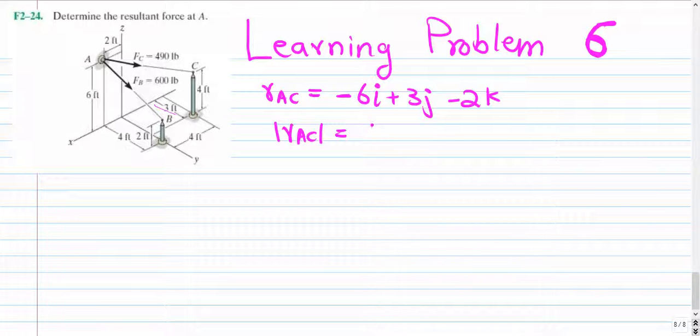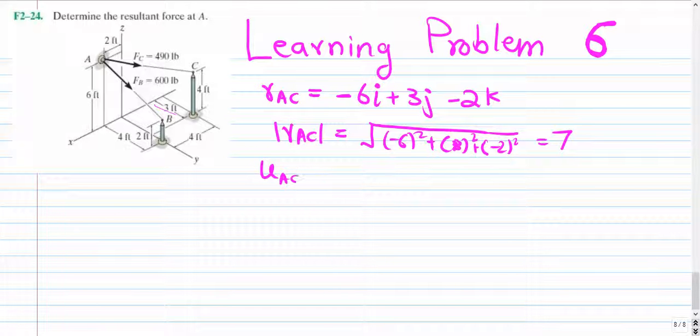Now that we have our length vector, we can find its magnitude. Our magnitude is going to be the square root of negative 6 squared plus 3 whole squared plus negative 2 whole squared. It's going to be 7. Now that we have our magnitude, we can solve for the unit vector AC, and that is going to be negative 6i plus 3j minus 2k divided by 7.